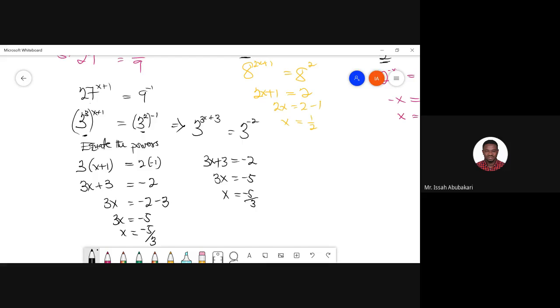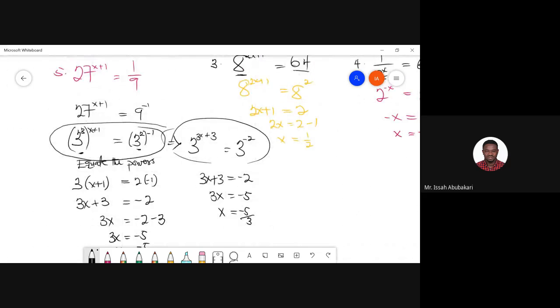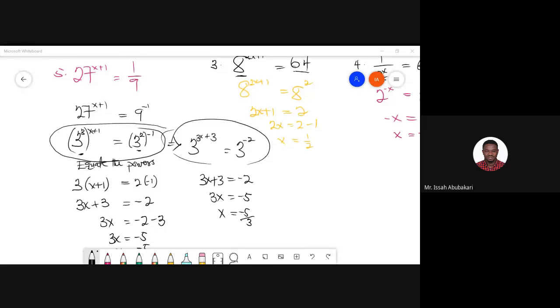You see, you get the same answer. Whichever way you want to use, either this one or that one, you get the same answer. So just know your way out. Please, is that okay? All right, so let's meet in the next class to look at how to solve exponential equations when the equation is in a quadratic form.